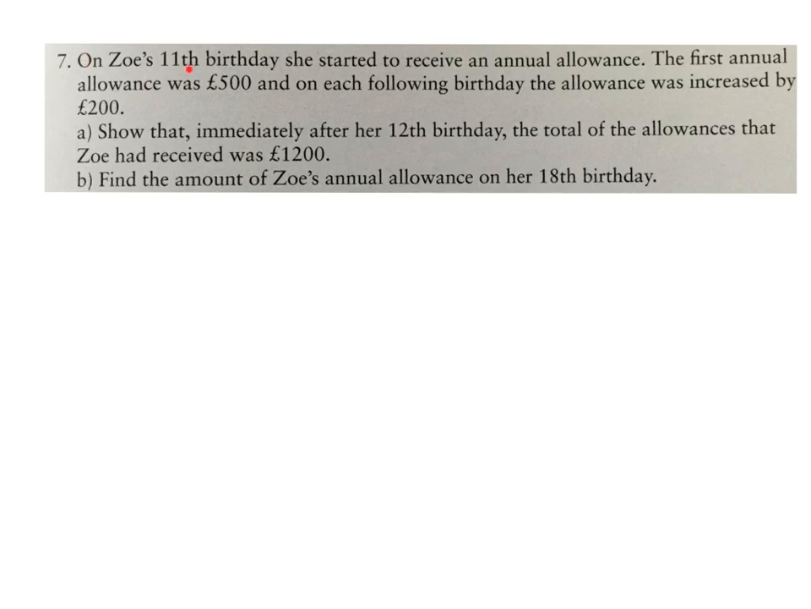On Zoe's 11th birthday, she started to receive an annual allowance. The first annual allowance was £500. So we can say A equals 500. And on each of the following birthdays, the allowance was increased by £200. So it's going to go up to 700 and then 900 and so on. So the common difference is 200.